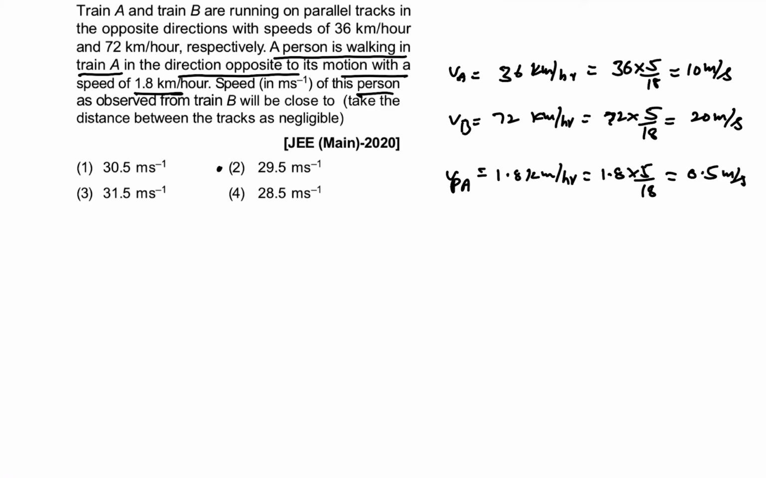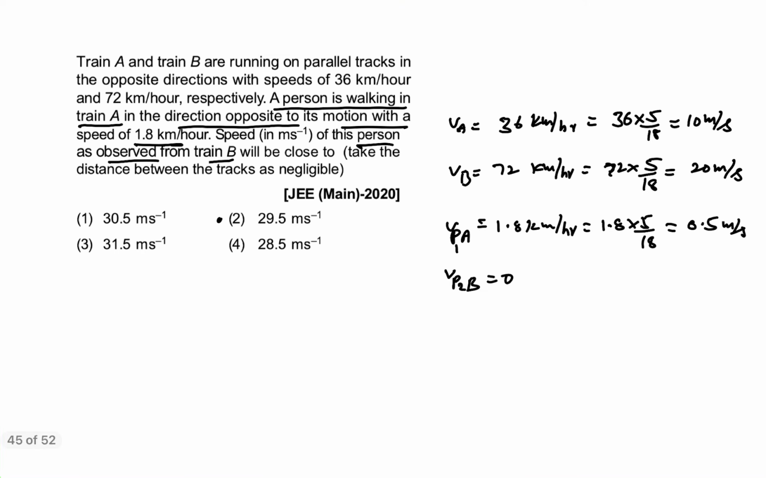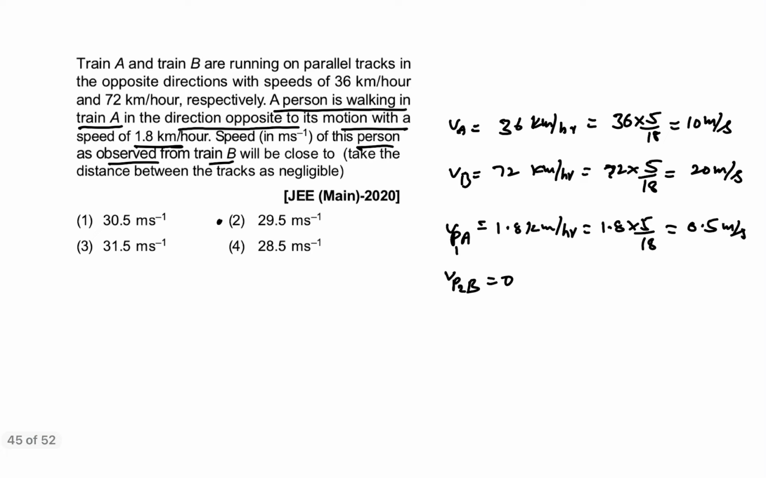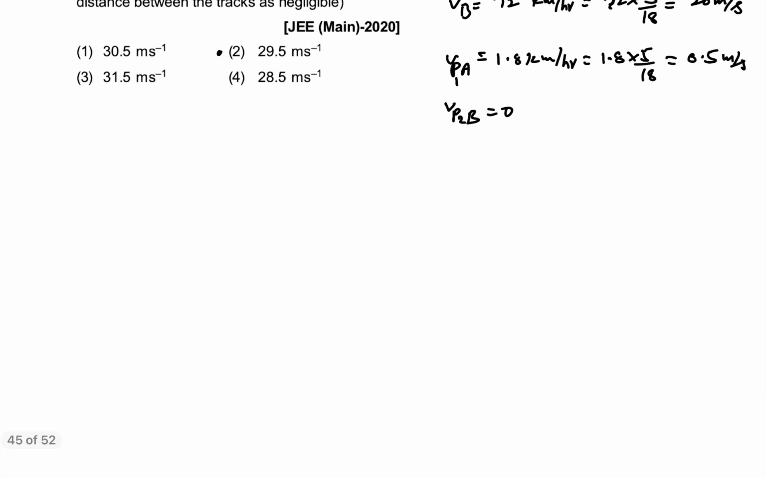We need to calculate for one more person observed from B. Let us consider the person as person 1. Person 2 is actually at rest with respect to B. P2 with respect to B is equal to how much? 0. The distance between the tracks is negligible, so both trains are actually moving in opposite directions.